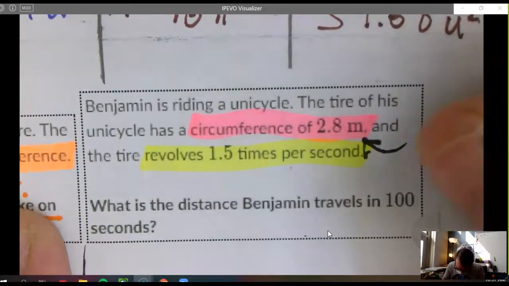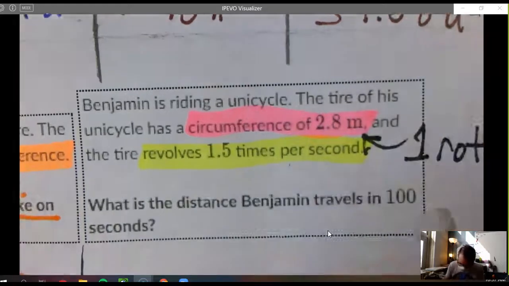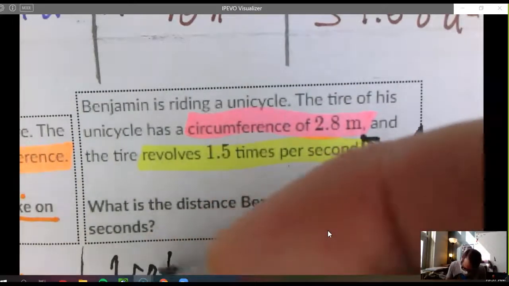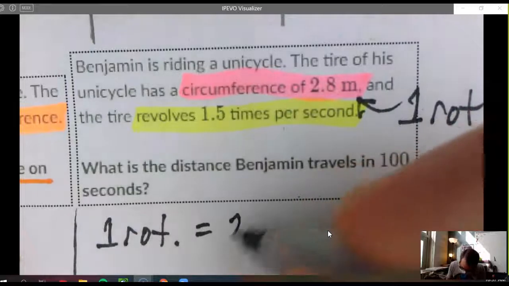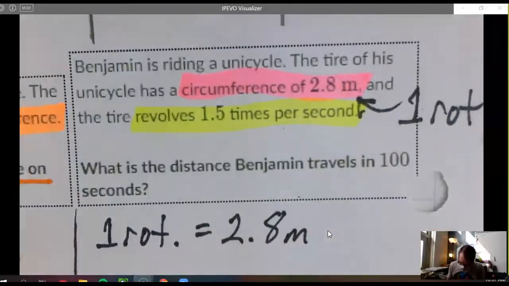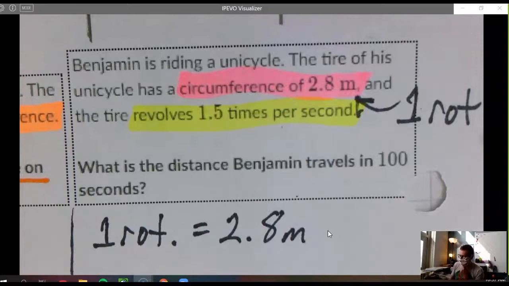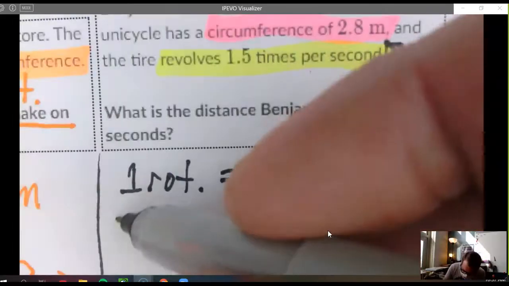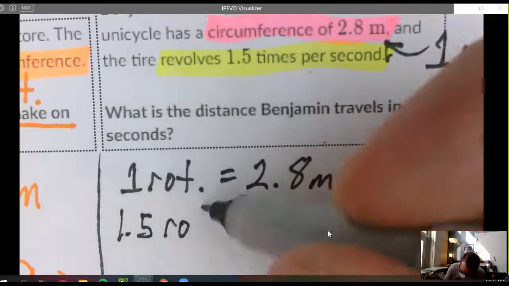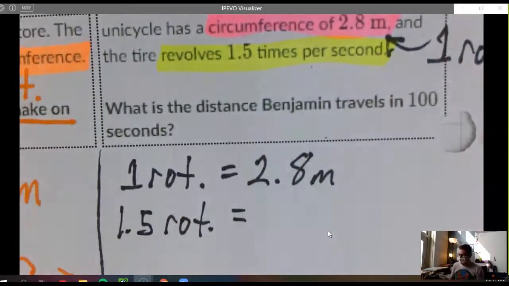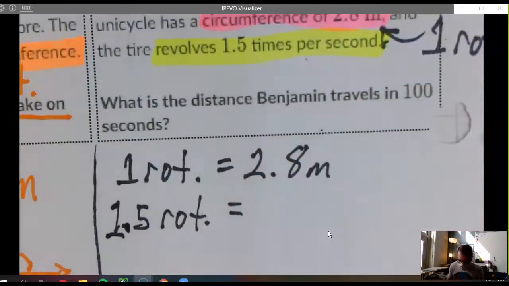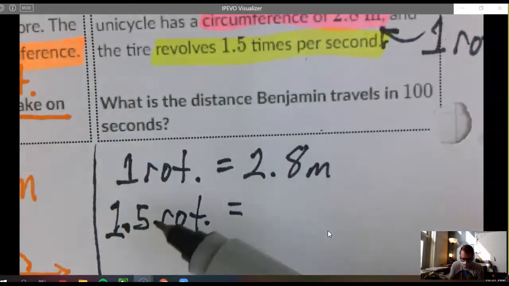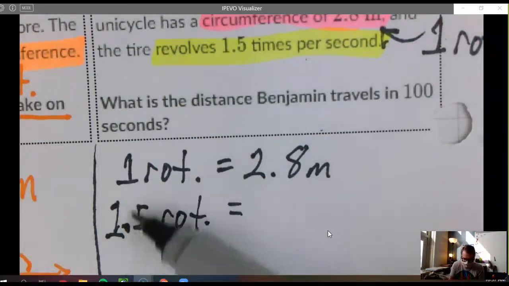All right, let's make a note. That is one rotation. We could even down here say one rotation, 2.8 meters. We want to figure out 1.5 rotations, though, because that's how far it goes every second. How could I go from 1 to 1.5? Multiply, right? But by 1.5. Always multiply a 1 by the number we want.